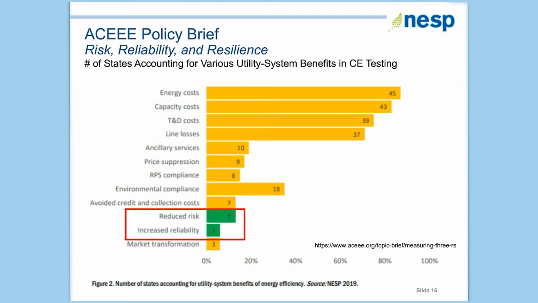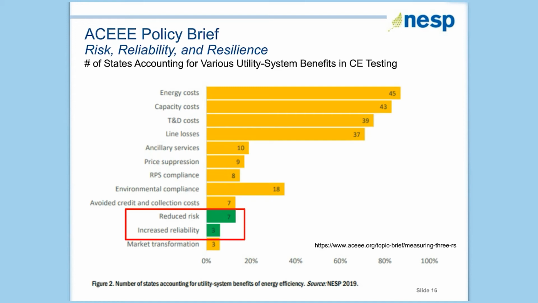The DSP doesn't just have to be applied to evaluation. It can also be applied to other policy briefs or reports, such as this ACEEE policy brief on risk, reliability, and resilience. This is our Excel database version of the DSP, but you can also easily recreate this in the Impact Summary tab as well. I want to bring specific attention to the reduced risk and increased reliability impacts on the DSP.